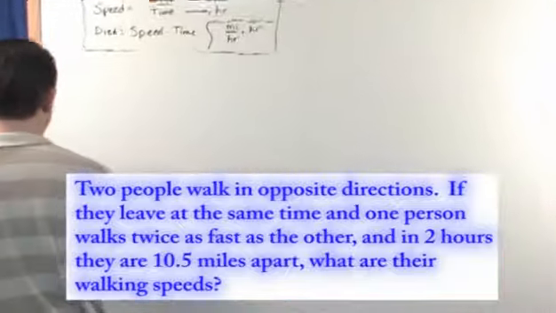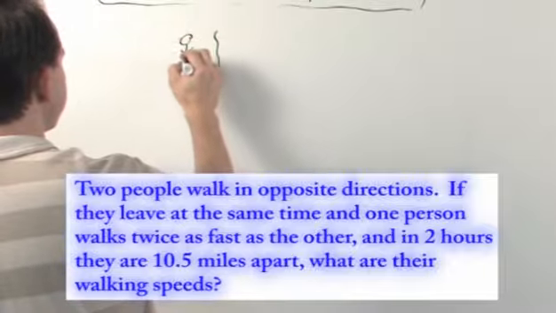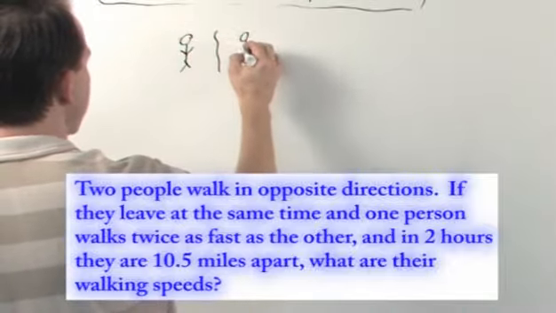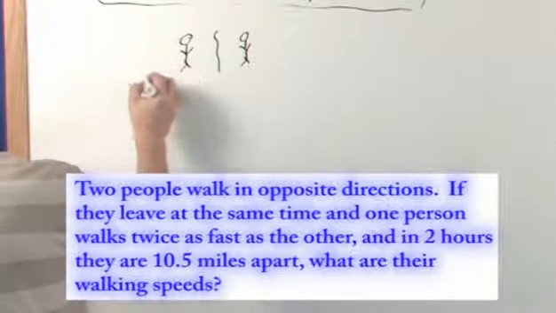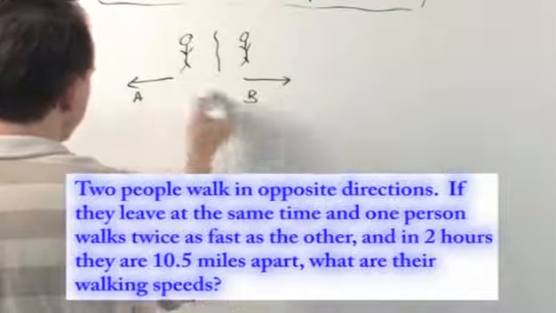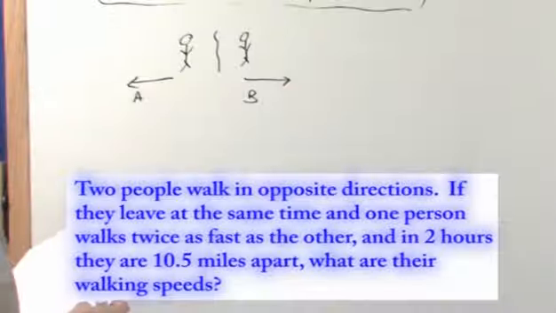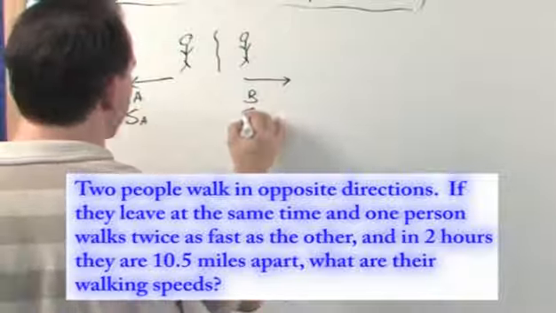Okay, so let's draw a picture. They start here, you've got happy person A, and you've got happy person B, okay? And one guy goes this way, A goes this way, and B goes this way. And you don't know how fast they're going. That's what you're trying to find, okay? So we're going to call his speed SA, we're going to call his speed SB.